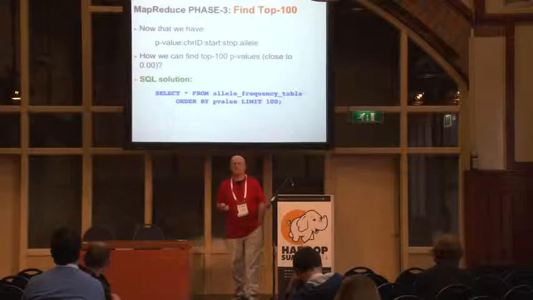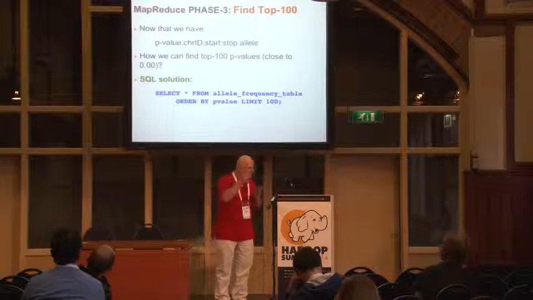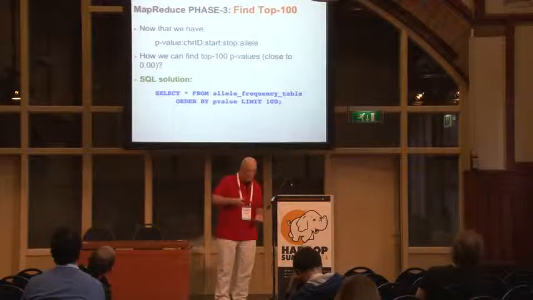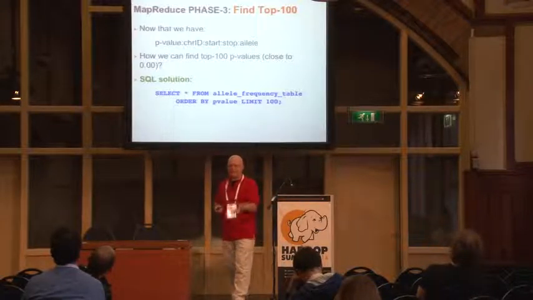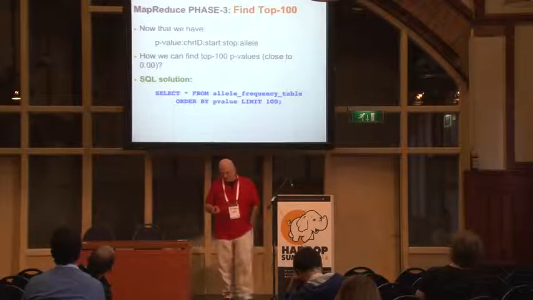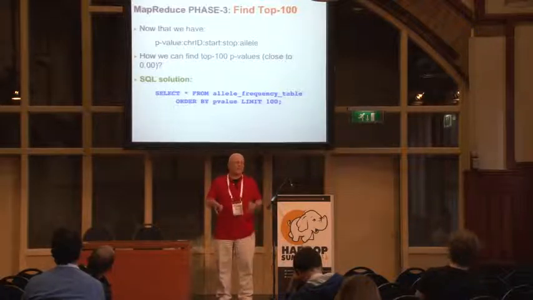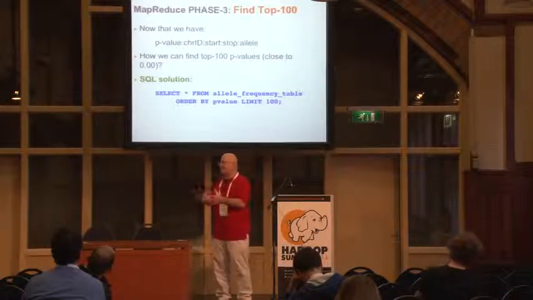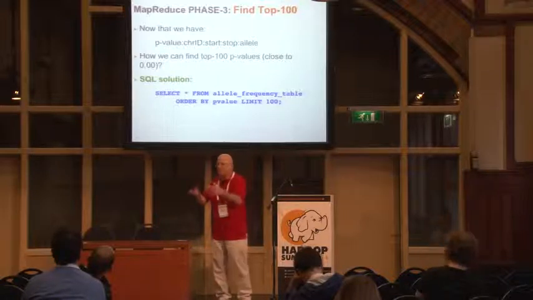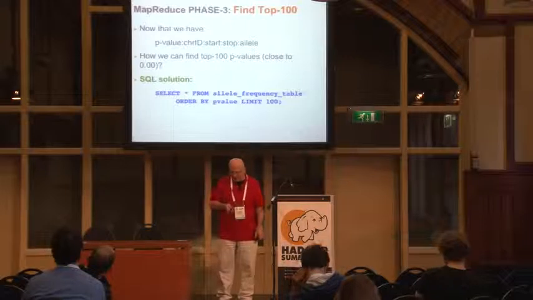The MapReduce phase 3 is after you generated all of the p-values. What are the top 100, which are closer to 0? If you have a SQL query, we can do that: select star from Allelic Frequency table, order by p-value, and limit 100. But this is a very common pattern in MapReduce. You can find top 100 or bottom 100 with a simple MapReduce algorithm.